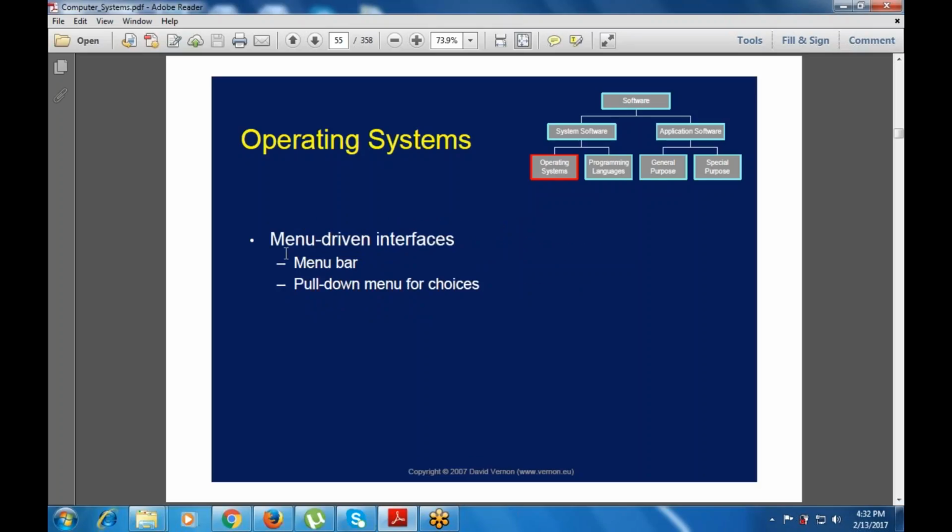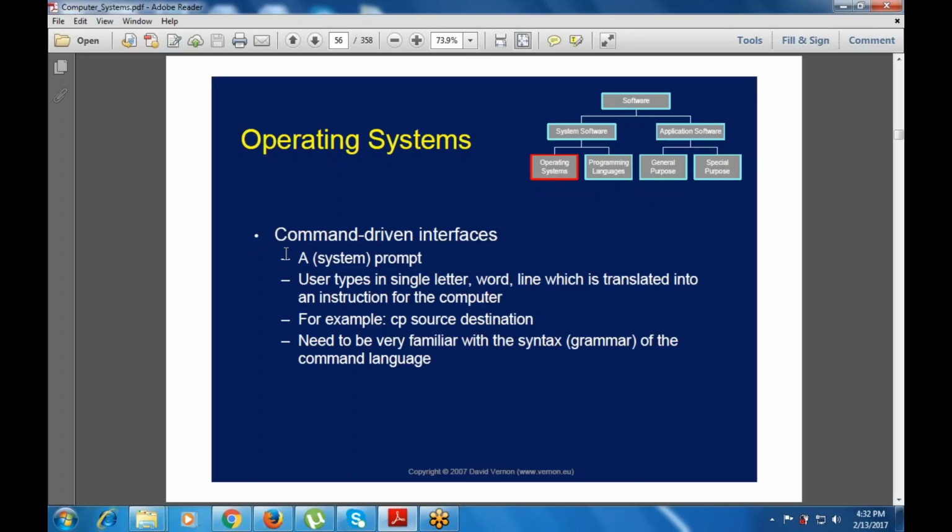Now, next is the menu-driven interface. There is a menu bar and a pull-down menu for the sources. The next one is the command-driven interface. So there is a system prompt. The user types in single letters, words, or lines, which are translated into instructions for the computer. That means the user has to write down the names, for example cp, which means copy source destination. The user needs to be very familiar with the syntax of the command language.